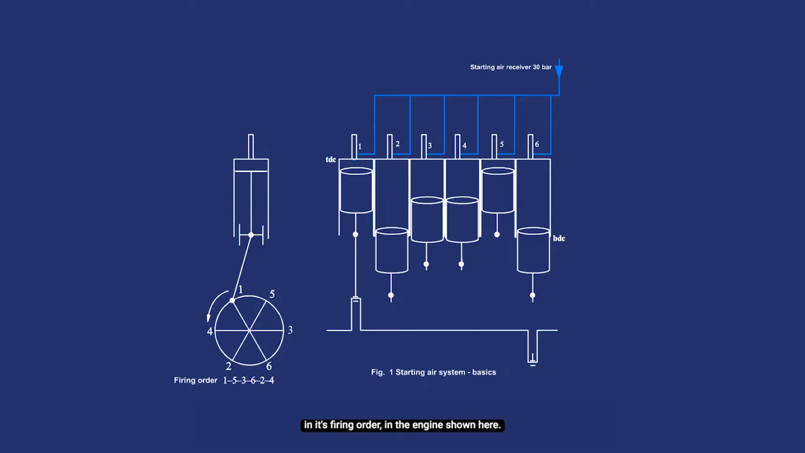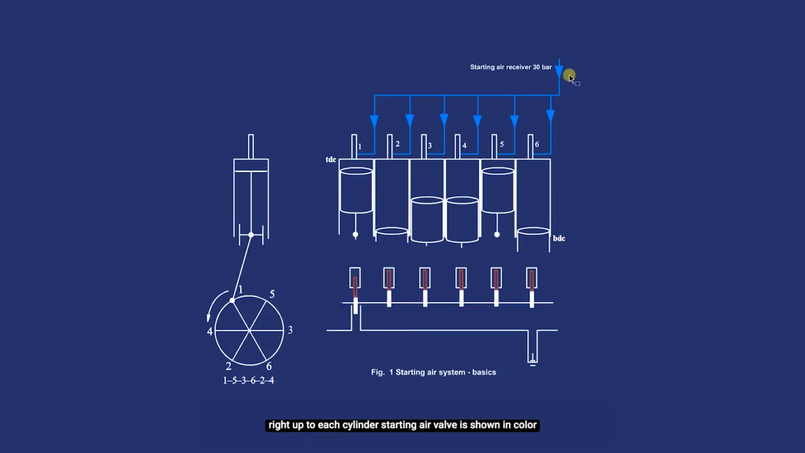order. In the engine shown here, the starting air lines taking 30 bar starting air right up to each cylinder starting air valve are shown in color blue. We have here cylinder air starting valves 1, 2, 3, 4, 5 and 6 for the 6 units. And for a mechanism to confirm that at this instant start air is released in only number 1 unit and thereafter in others as per the firing order, we have starting control valves, one for each unit.